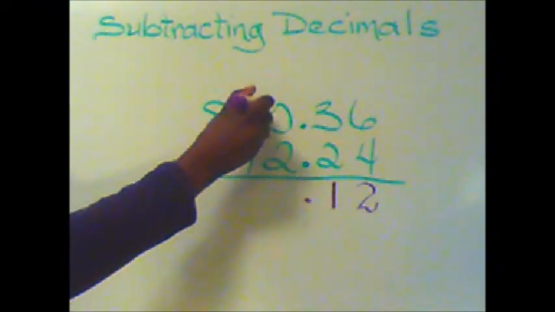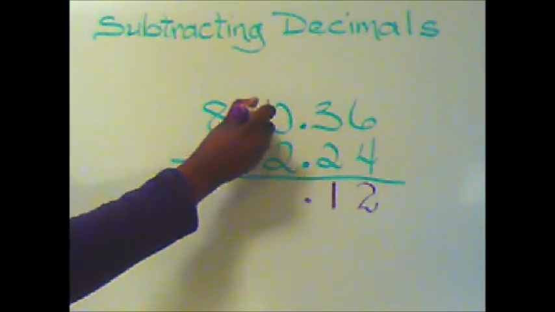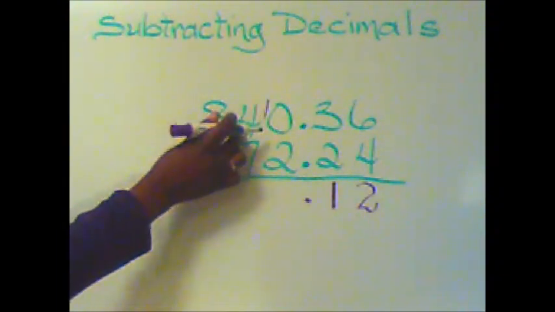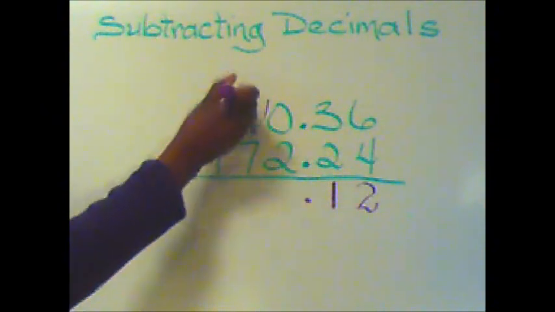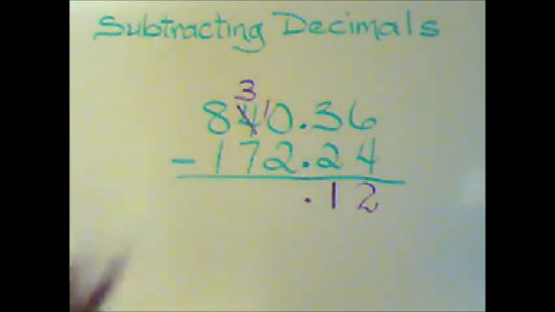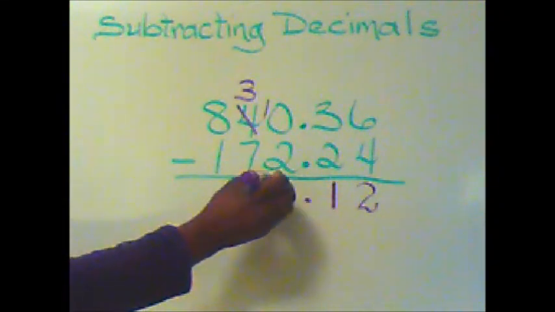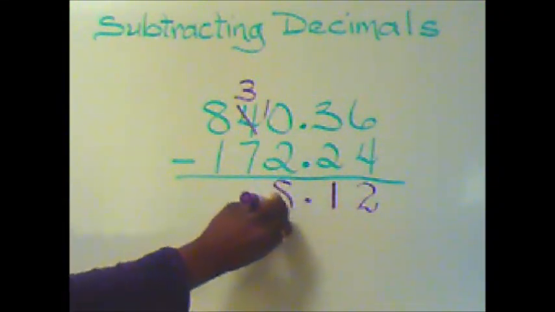And of course my neighbor is nice and my neighbor says yes. So my neighbor gives me one of his tens, and now I have 10 ones, but since he gave away one of his, he's left with 3. Now I can subtract. 10 minus 2 equals 8.